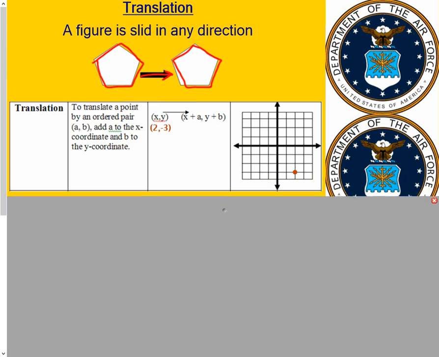So here's our starting example for translation. It says to translate a point by an ordered pair, A, B, add A to the X coordinate and B to the Y coordinate. So we're going to talk about what that means. Let's start with a point 2, 3. 2, 3, right here. It's in red. I'll put it in blue, but it's right there. If we were to move, let's just translate it 2 to the right. On a graph, you can physically move it 2 to the right and count 1, 2. And our new point would be right there.